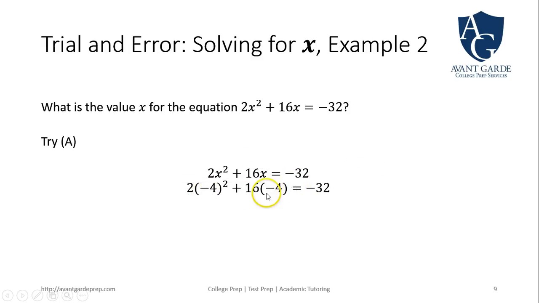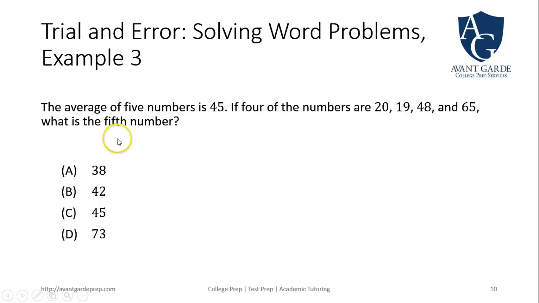Negative 4, 2 times 16 minus 64. 32 minus 64 equals negative 32, and negative 32 equals negative 32. So that our answer choice is correct. The solution is true. Answer A is the correct one.